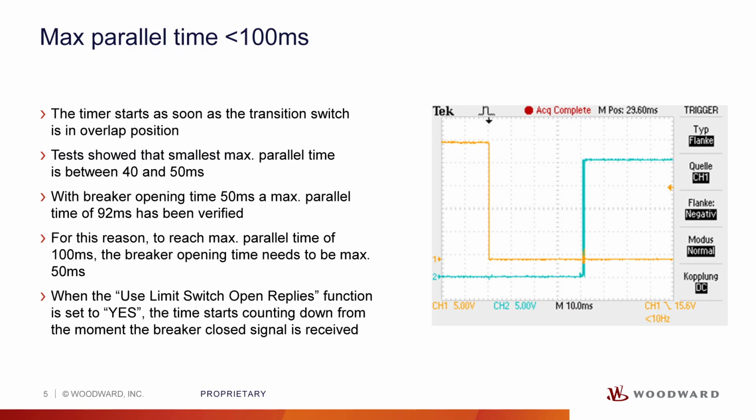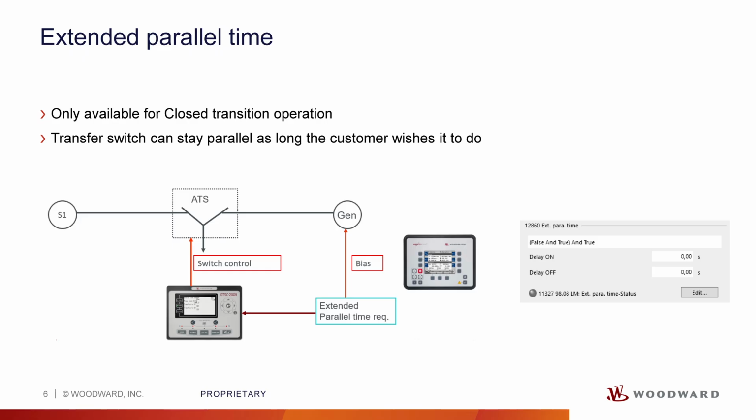Some utilities require that if you want to use closed transition, then both breakers can be closed for a maximum of 100 milliseconds. This function has been tested, and if you use breakers that can open as quickly as 50 milliseconds, then the controller will make sure the maximum parallel time is not exceeded. If the utility allows for longer parallel time, then we can use a special function called extended parallel time. This can allow us to soft-load a generator, for example. So, in this diagram, some external synchronizing device, EasyGen or some other controller, is giving the DTSC-200A a signal to stay parallel for some time to make the soft-loading possible.